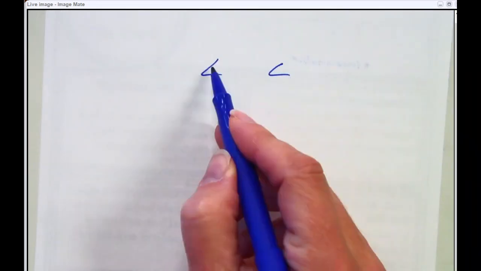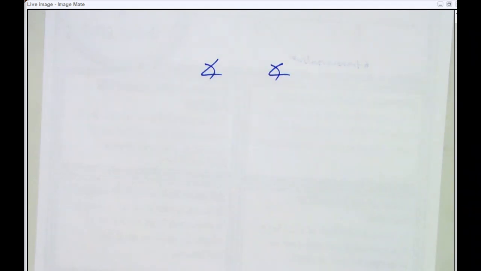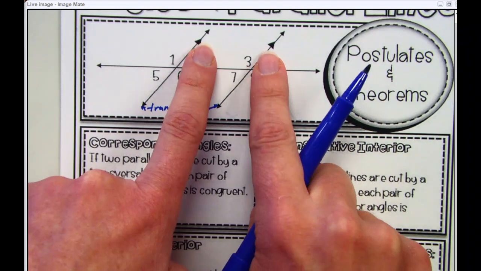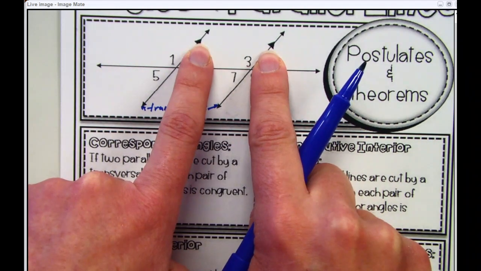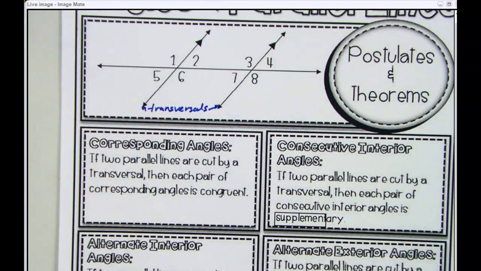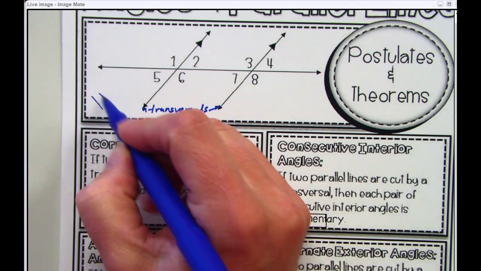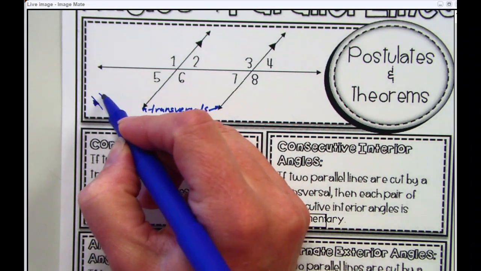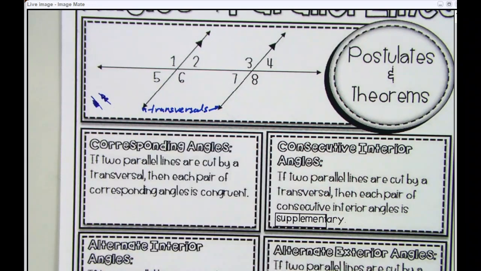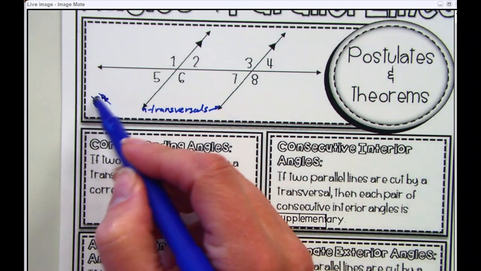Remember, we talked about knowing angles are congruent if they're marked with an arc, right? We know two lines are parallel if they're marked with an arrow. If I had another set of parallel lines, they might be marked with two arrows showing that those two were parallel lines. So that's just more notation that we'll get used to as we're going through.